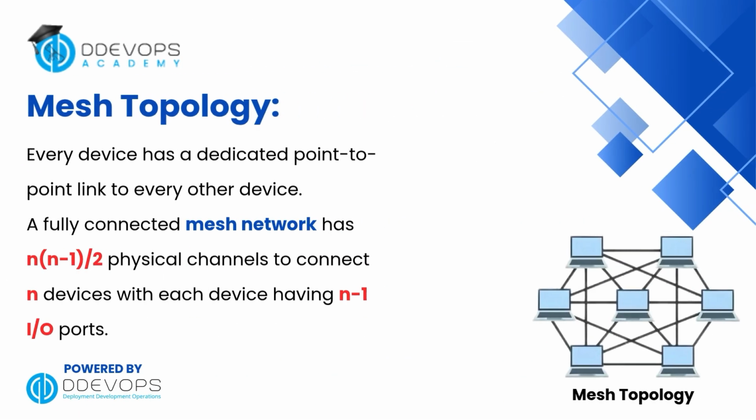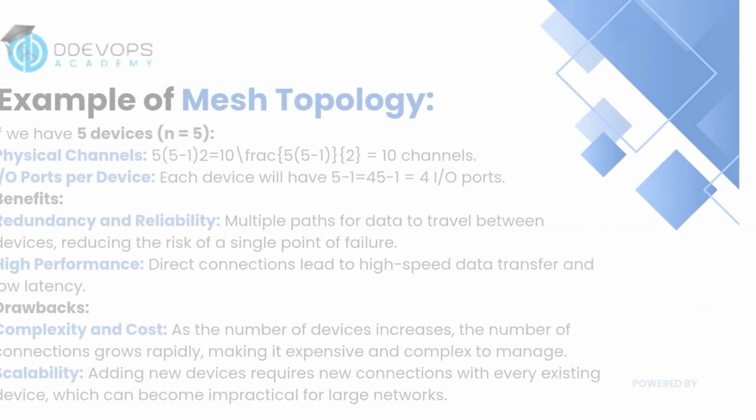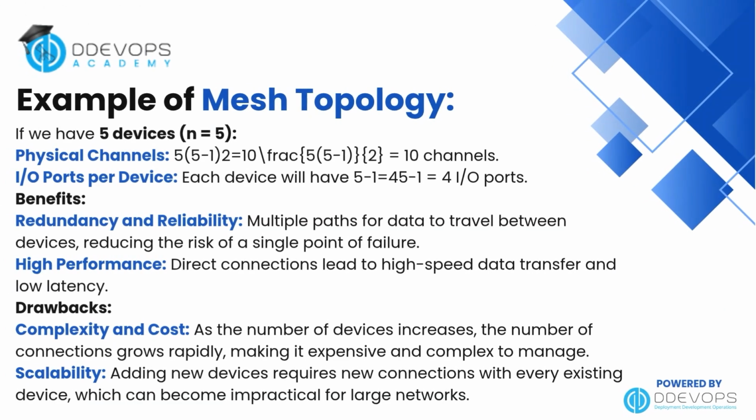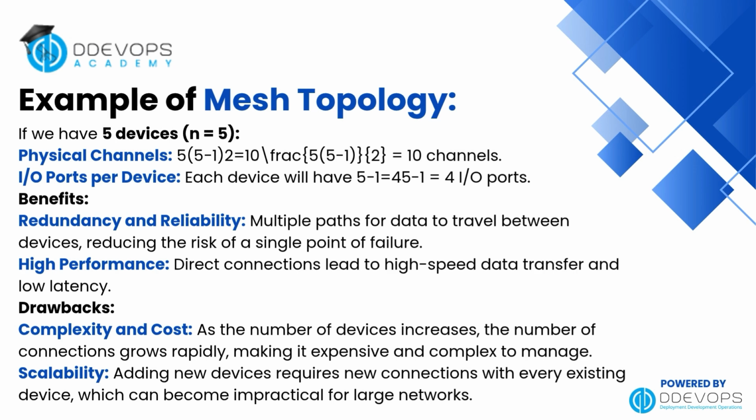Mesh topology: every device has a dedicated point-to-point link to every other device. A fully connected mesh network has N(N-1)/2 physical channels to connect N devices, with each device having N-1 I/O ports. An example of a mesh topology. Suppose we have 5 devices, that means N equals 5. The number of physical channels will be 5 times 4, divided by 2, that is 10 channels. And each device will have 4 I/O ports to connect with the others.